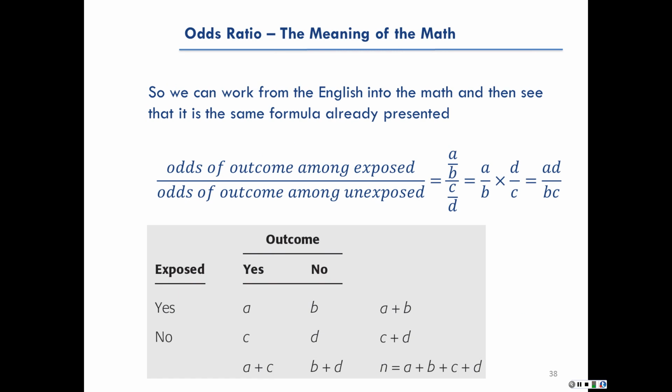So that we can walk from the English into the math, let's take a look at the formula again that I presented a couple slides ago. We have in the numerator the odds of the outcome among the exposed, divided by, in the denominator, the odds of the outcome among the unexposed. The odds of the outcome in the exposed is cell A divided by cell B, right? Because both of those have been exposed. You have exposed and outcome divided by exposed and not outcome. So that's in the numerator. The odds of the outcome among the unexposed, which is in the denominator, is cell C divided by cell D. And if you do the algebra, flip the equation around, you can see that that is the same thing as cell A multiplied by cell D divided by cell B multiplied by cell C.